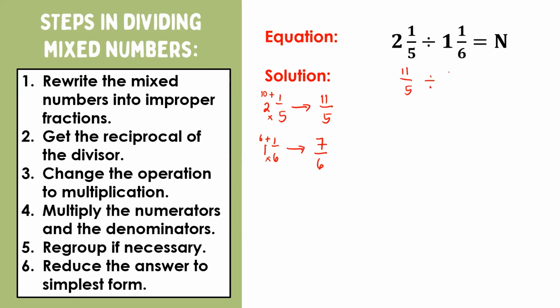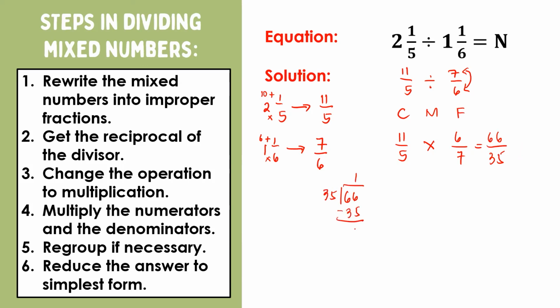Now, let's follow our mnemonic CMF. Copy 11 over 5, change division to multiplication, and flip 7 over 6, which gives us 6/7. 11 times 6 is 66. 5 times 7 is 35. 66 over 35 is an improper fraction, so let us regroup. 66 divided by 35 is 1, with a remainder of 31, so we now have 1 and 31 over 35. Therefore, 2 and 1/5 divided by 1 and 1/6 is 1 and 31 over 35.